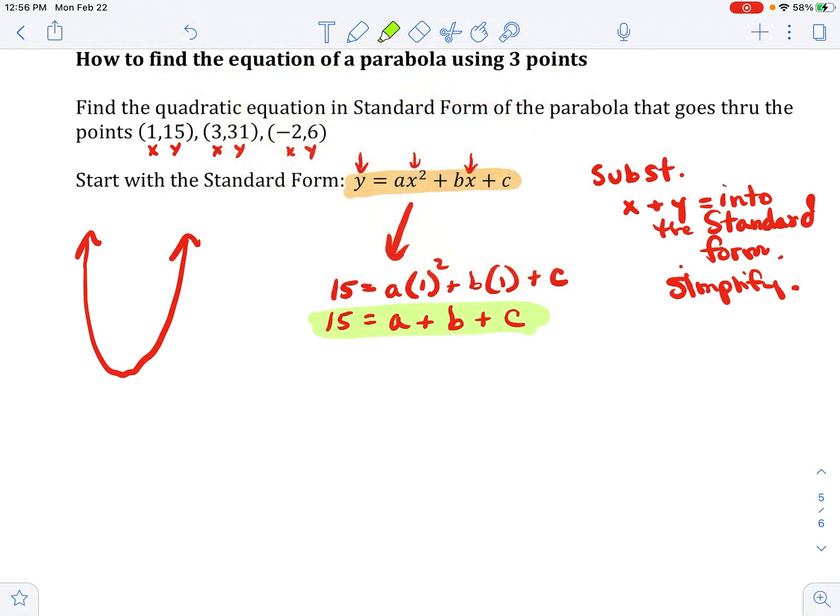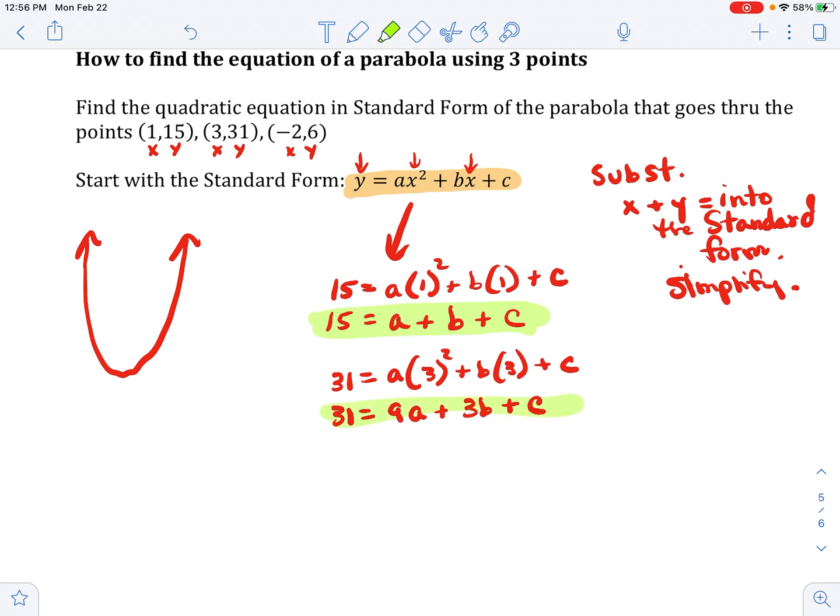All right, so we have 31 equals a times 3 squared plus b times 3 plus c. So 31 is equal to 9a plus 3b plus c. There's equation number 2. And we're going to do it to the third one, negative 2, 6.